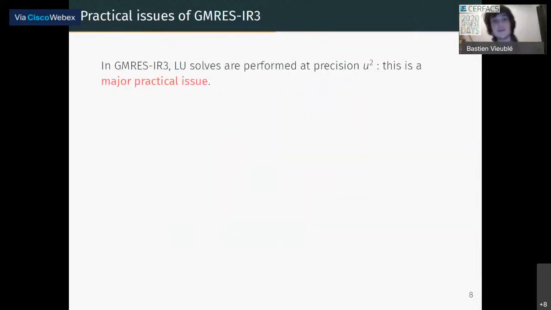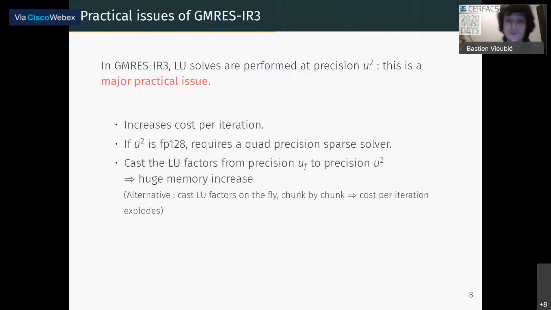But unfortunately, all these good properties are not true for GMRIR3, since the LU solves are performed at precision u², and this is a major practical issue, because it increases the cost per iteration. Also, if u² is in quad precision, it requires a quad precision sparse solver, which from what I know does not exist, at least for a parallel and scalable one.